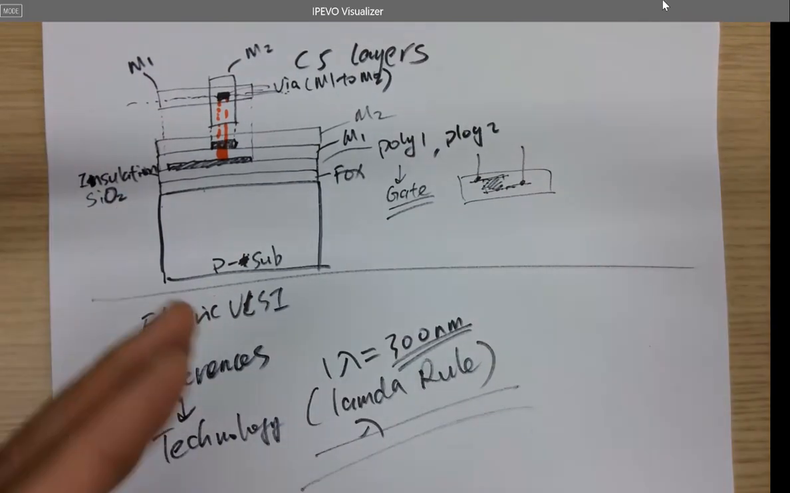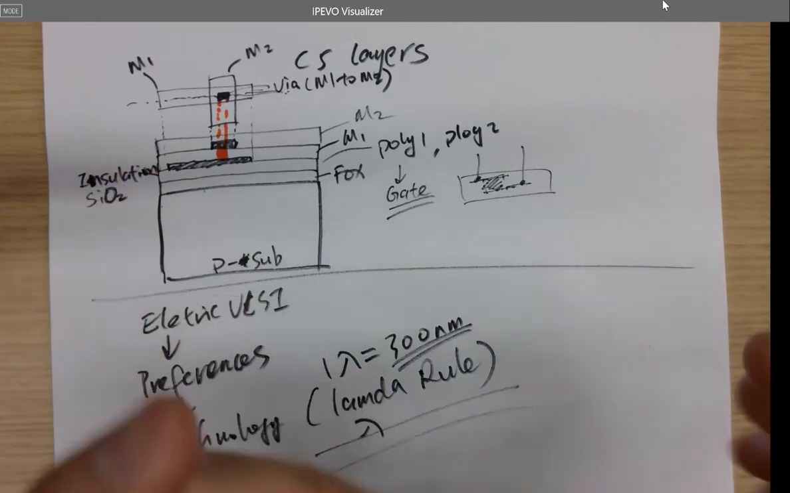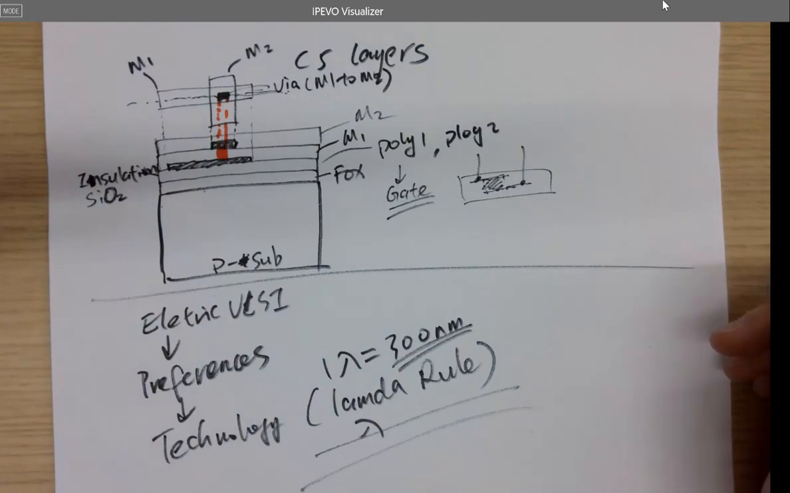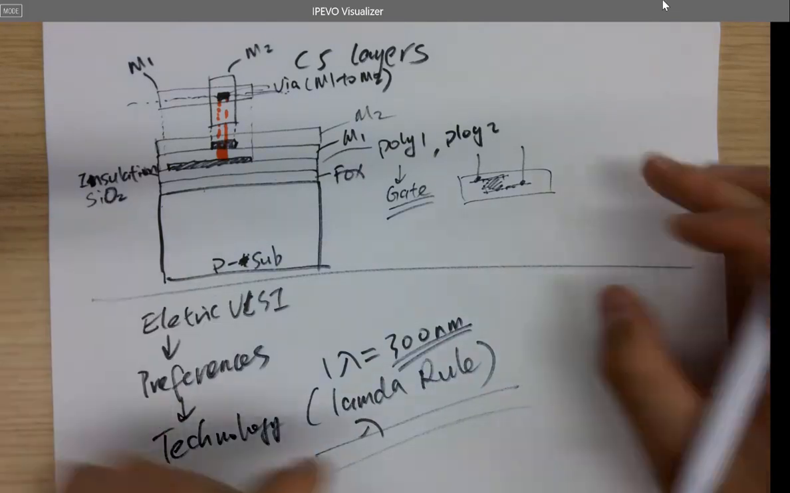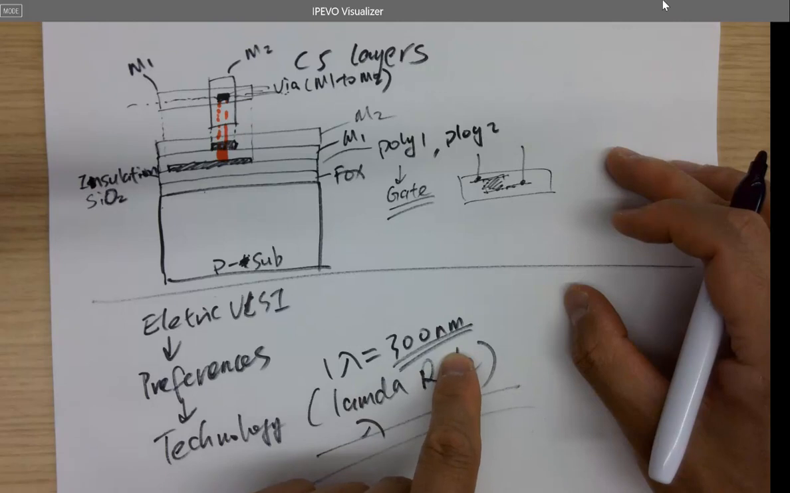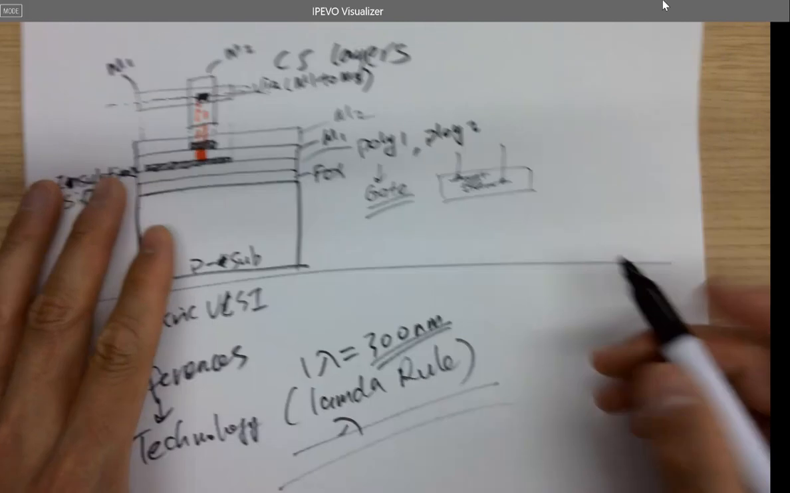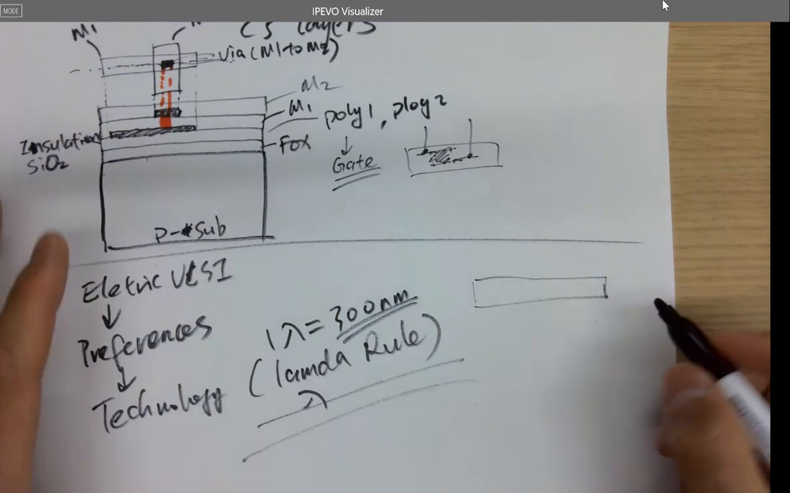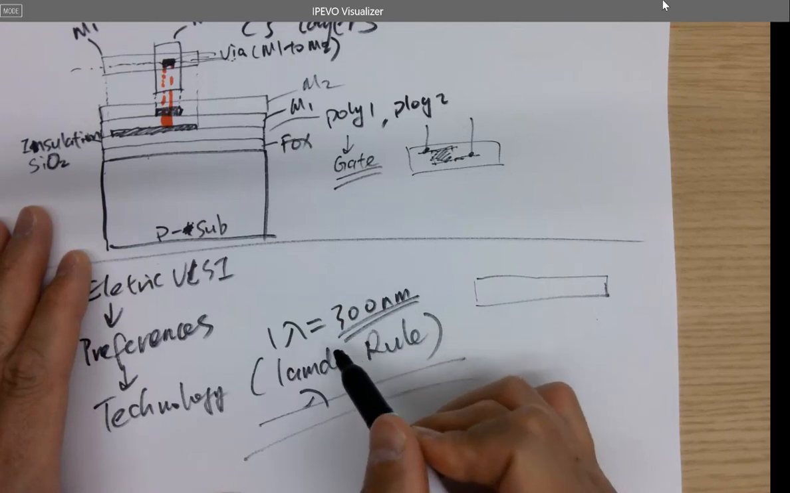So we're using multiples of lambdas to space all the components or to design all the shapes of the components. So you'll see 1, 2, 3, 10, 20, 30 without any units in Electric VLSI. By default, if you see a 1, it's 1 times 300 nanometers, which is 1 lambda. If you see a 10, it's 10 lambda. So we are using the lambda rule to space all the components, which is 300 nanometers as 1 lambda in Electric VLSI.